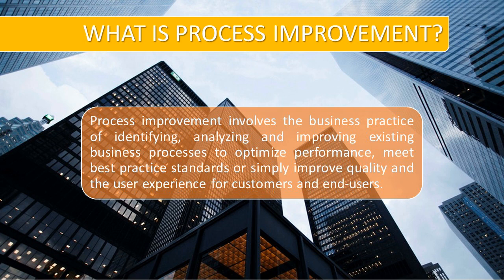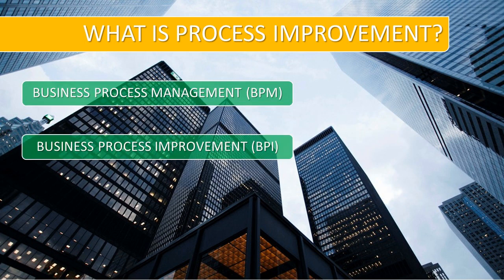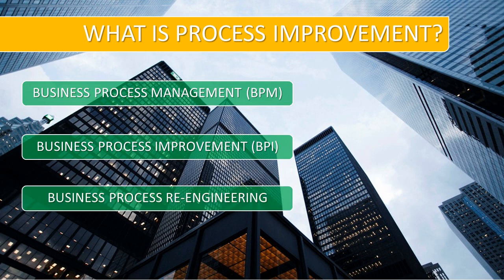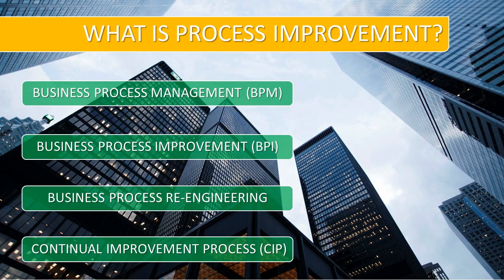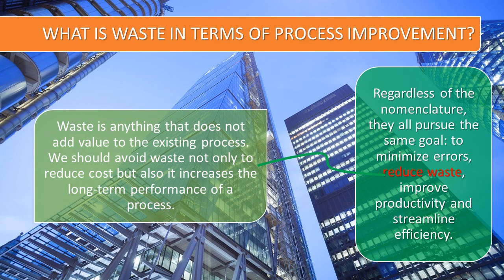Process improvement can have several different names, such as business process management or BPM, business process improvement or BPI, business process re-engineering, continual improvement process or CIP. Regardless of the nomenclature, they all pursue the same goal, which is to minimize error, reduce waste, improve productivity, and streamline efficiency.